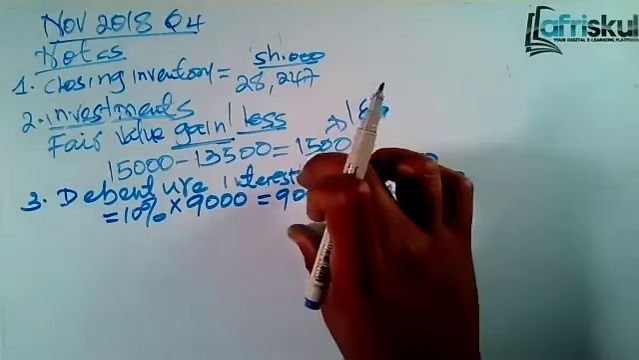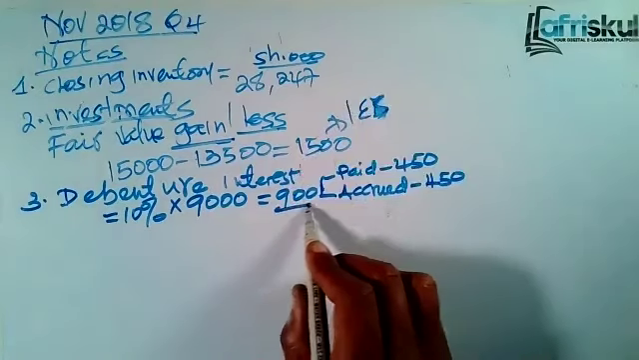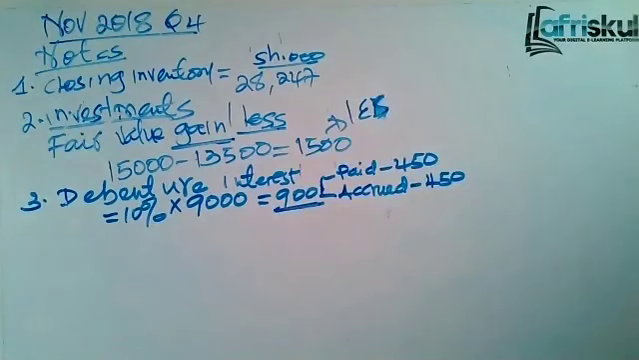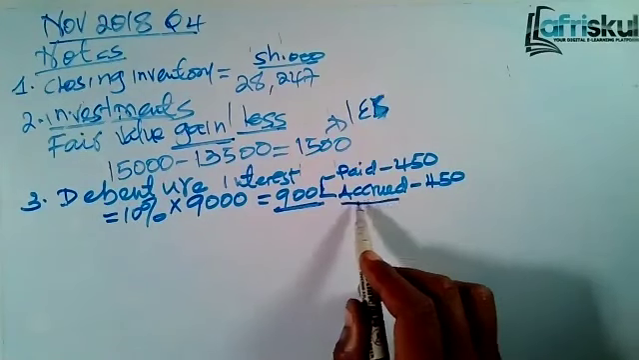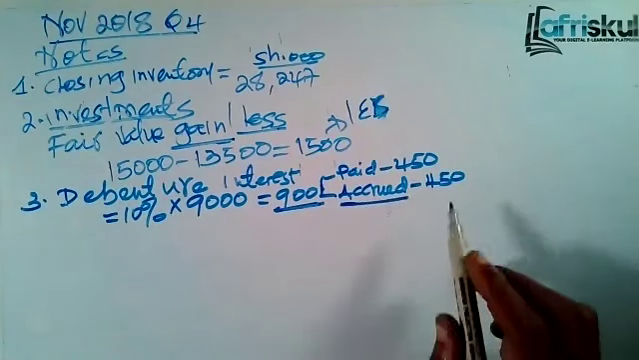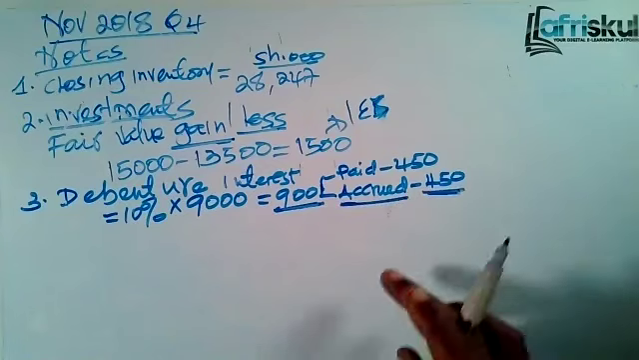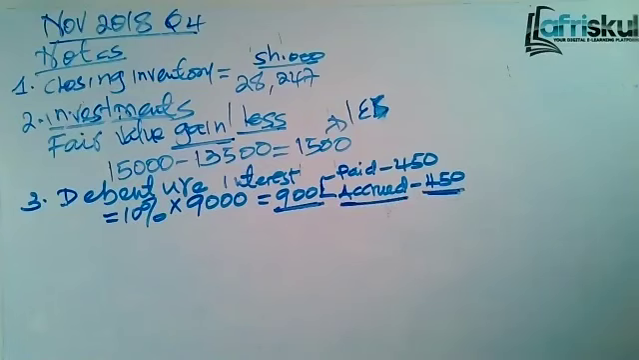So in this case, for the income statement as an expense, you will take all 900. But on the current liabilities, because this company has not paid these 450, you will take the debenture interest as an accrual.